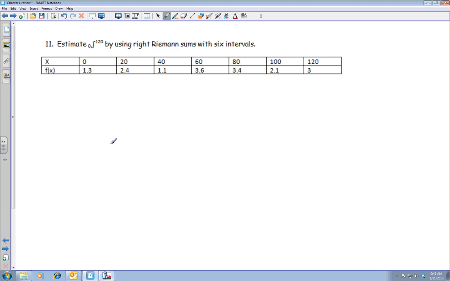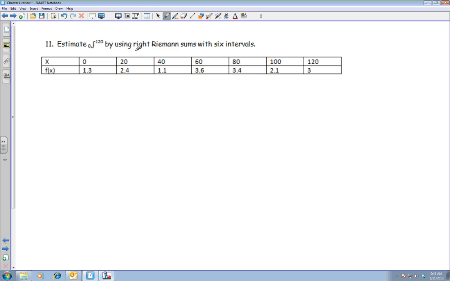Okay, this is number 11. Estimate the integral from 0 to 120 by using right Riemann sums with 6 intervals. So remember what we're actually finding, or what they're wanting us to do. They're wanting us to find the area under the curve from 0 to 120 using the right-hand side of my rectangle.